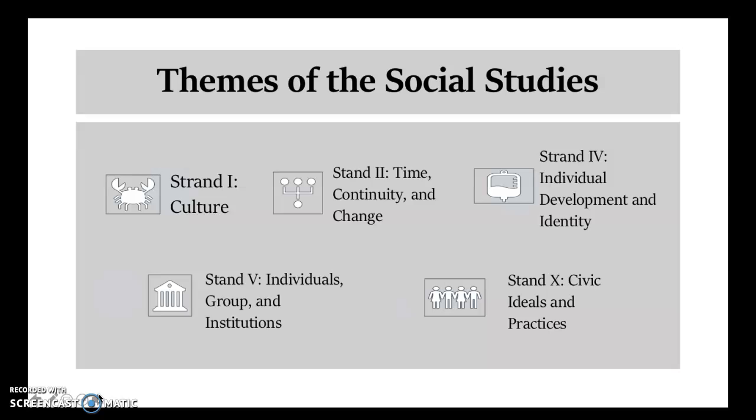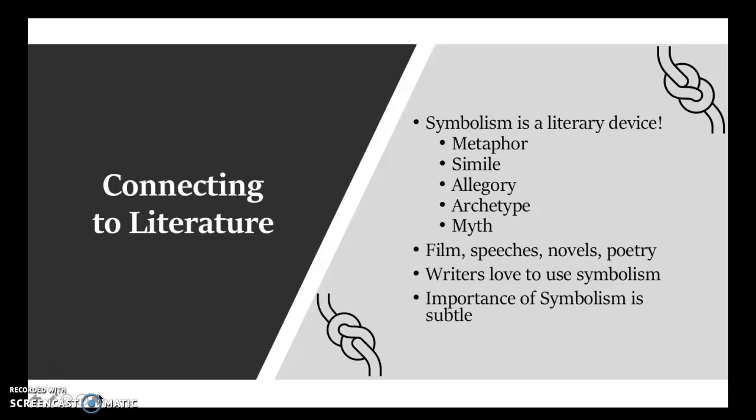So the themes that I chose to go along with strategy number 20 are strand 1, which is culture, strand 2, which is time, continuity, and change, strand 4, which is individual development and identity, strand 5, which is individuals, groups, and institutions, and then strand 10, which is civic ideals and practices.